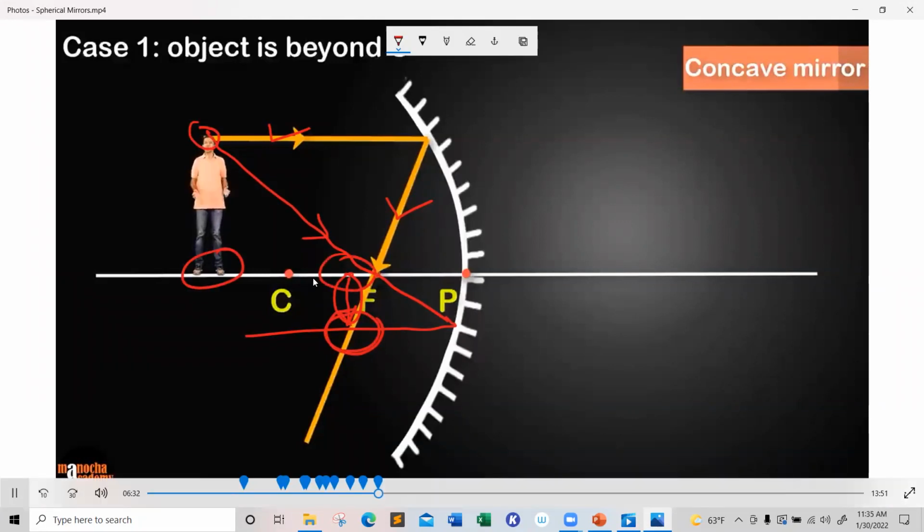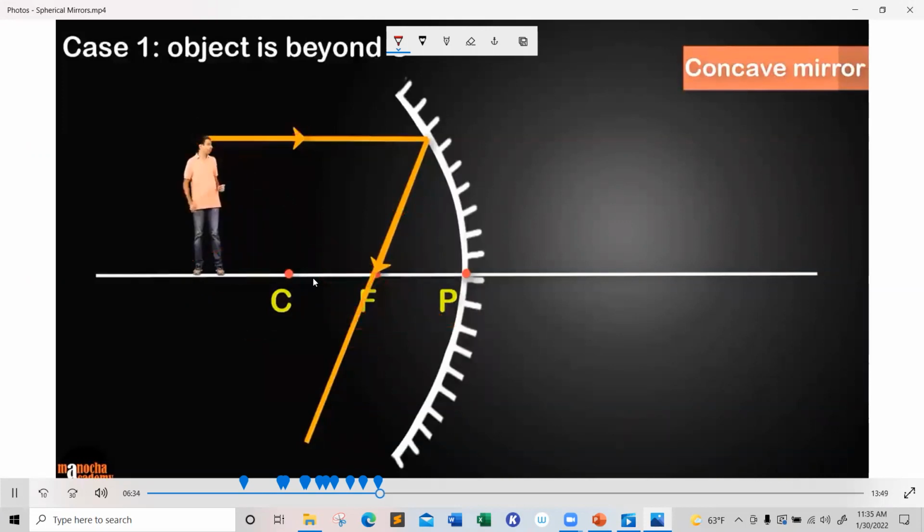Second ray, we can use rule 2. So the ray passing through the center of curvature gets reflected back along the same path.